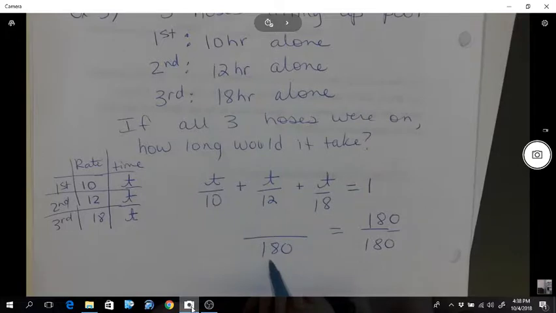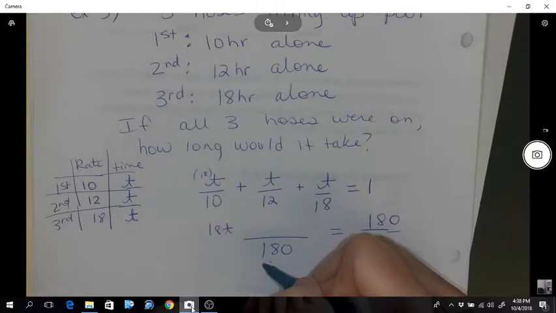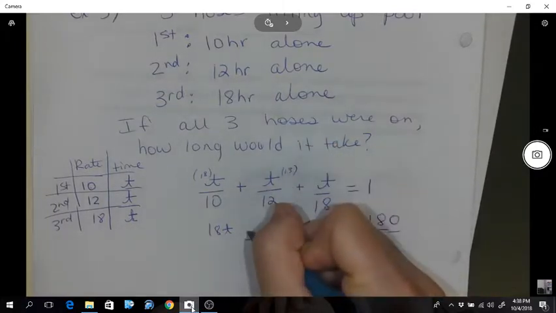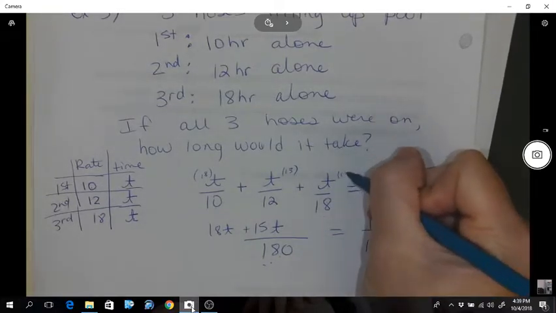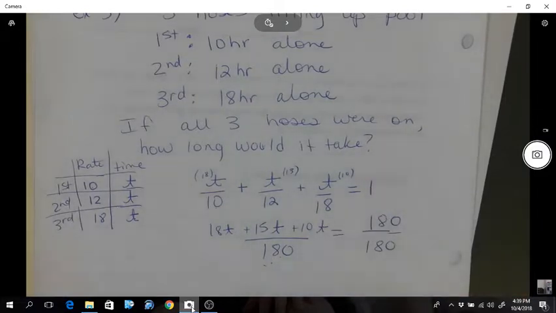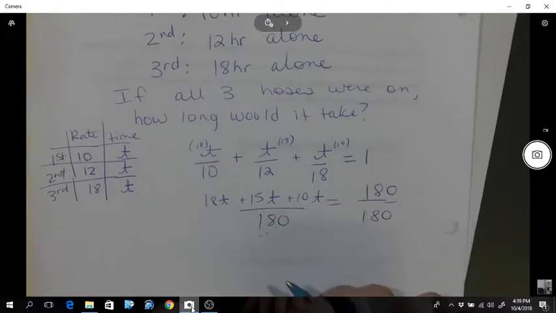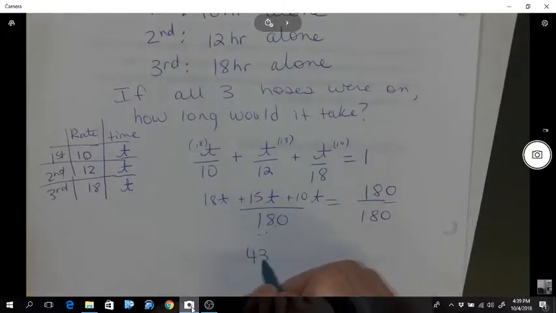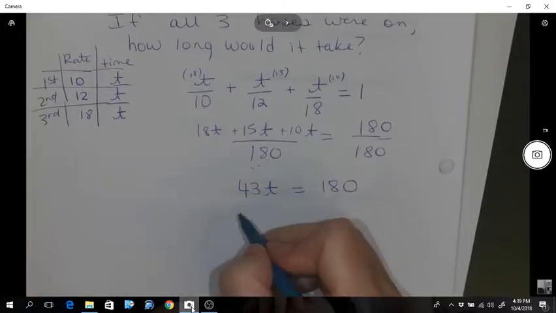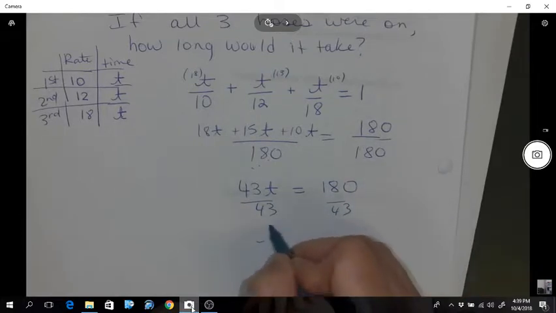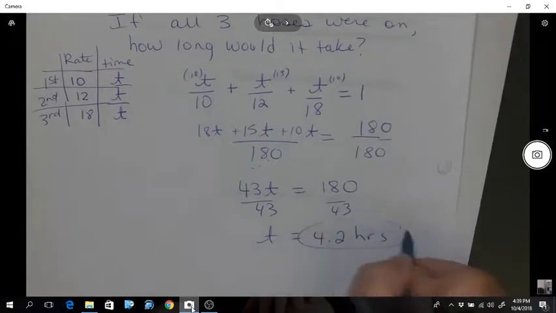Okay, 10, I would have to multiply by 18. So 18t. 12, I would have to multiply by 15. So 15t. 18 to 180, I'd have to multiply by 10. Common denominator is the same, so conclusion, the numerators have to be the same. So altogether, I have 43t, and on this side, 180. So if I divide by 43, the time altogether would take 4.2 hours to fill up the pool.